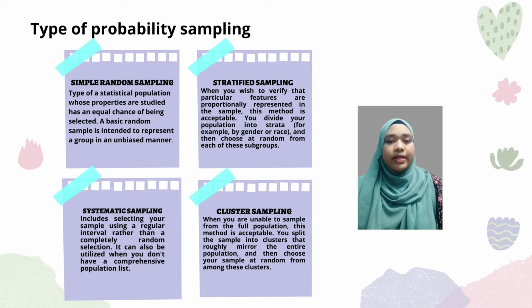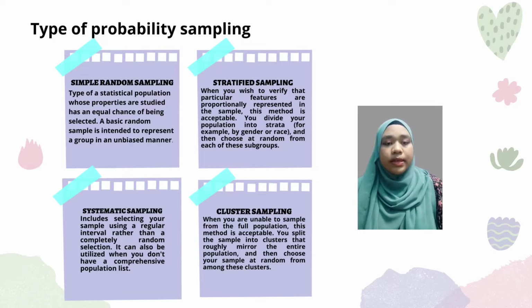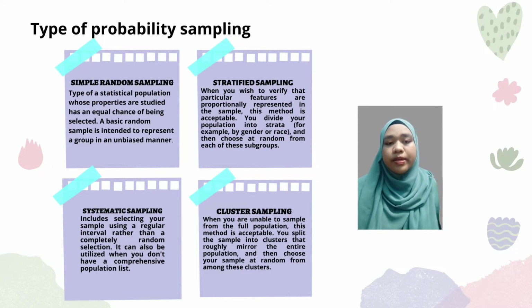Sampling method. There are many sampling methods that we can use to estimate things like sample mean, total population, variance, and more. What sampling method will be used is based on its suitability on the data itself. There are several types of probability sampling. The first one is simple random sampling. A type of statistical population whose properties are studied has an equal chance of being selected. A basic random sample is intended to represent a group in an unbiased manner.